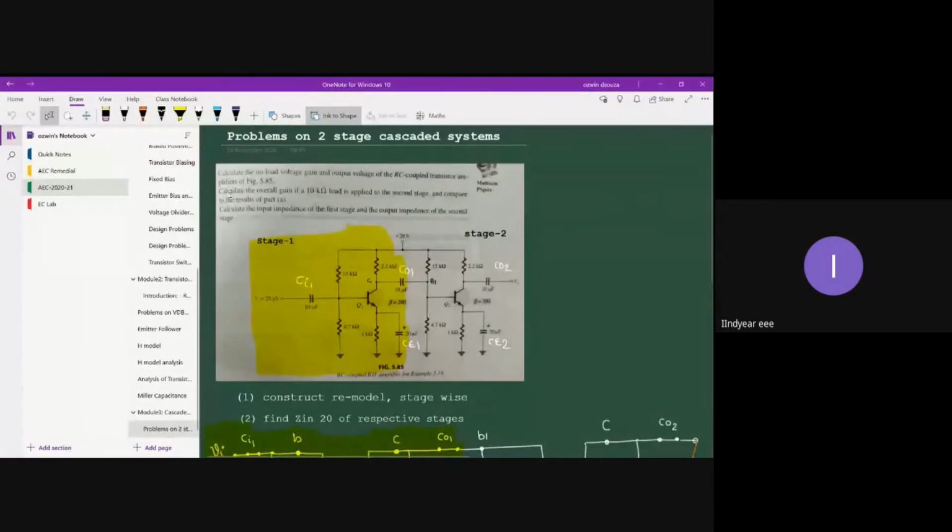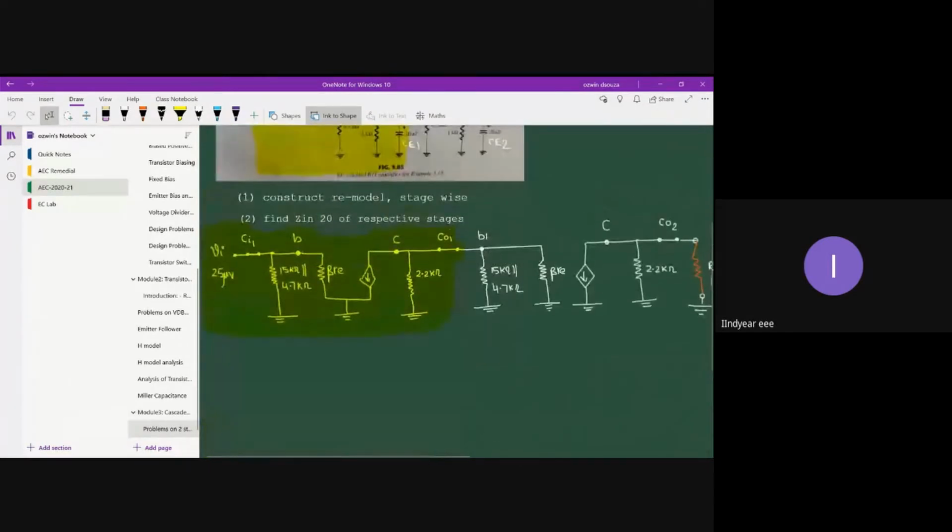In the second part, you need to calculate the overall voltage gain if a 10 kilo ohm load is applied across the second stage. What if there is a 10 kilo ohm load present across the output of the second stage? And the third one is the input impedance of the first stage and the output impedance of the second stage. All right, so that's all you have to find out.